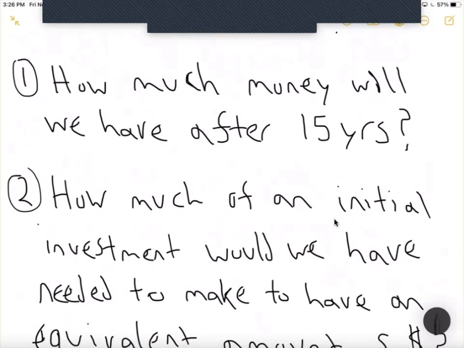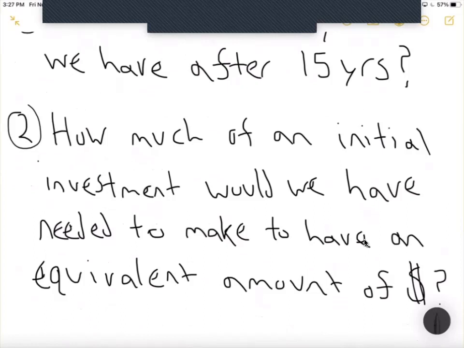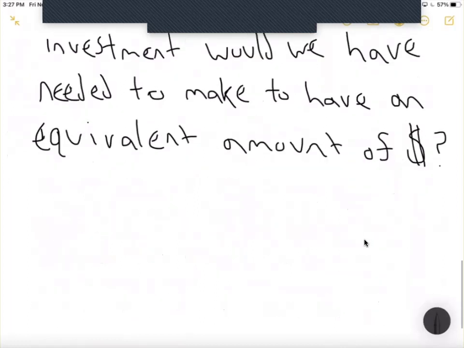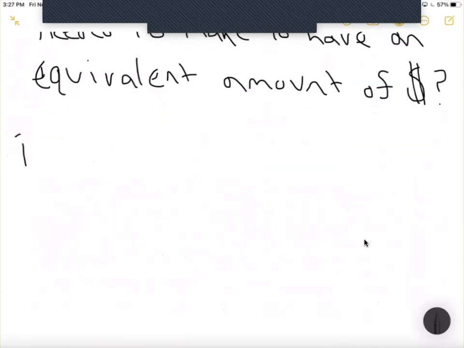money or what future amount of money is equivalent after 15 years to investing $500 every single year. Question 2 is a little more abstract because it's kind of like a hypothetical situation. We want to hypothetically figure out what an initial investment would need to be in order to result in the same amount of money. So essentially, question 1 is asking for the future value that is equivalent to investing $500 each year. And question 2 is asking what is an equivalent present value for investing $500 every year for 15 years. So let's go ahead and get started with question number 1.